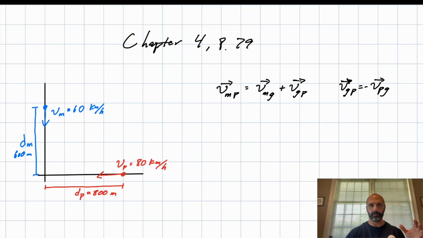Hello everybody. Today we're going to look at chapter 4, problem number 79. In this problem there are two cars. One is just described as a motorist, and then there's a police car.